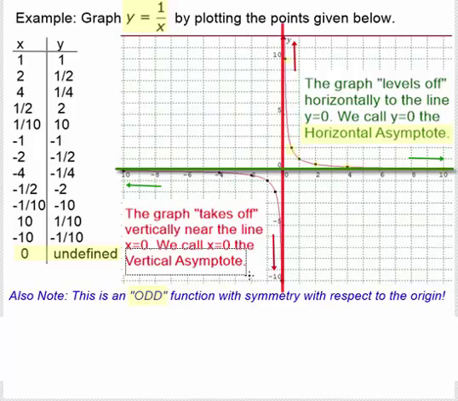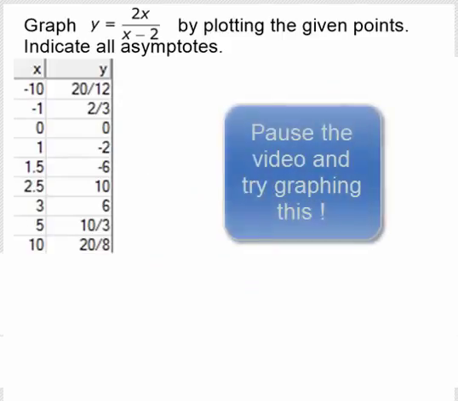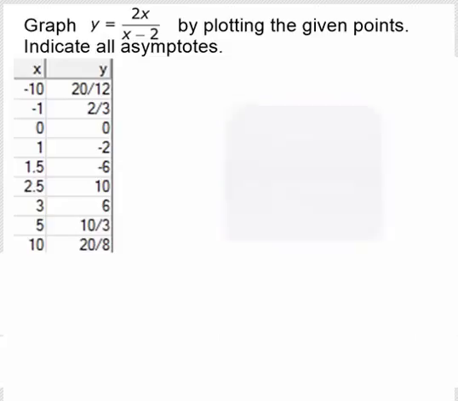Asymptote means boundary. These are boundary lines for the graph. Now we're going to do another graph that has a slightly different vertical asymptote and horizontal asymptote. In this next example, we're going to graph y equal 2x over x minus 2 by plotting the given points, and then when we're done, we're going to indicate what all the asymptotes are.